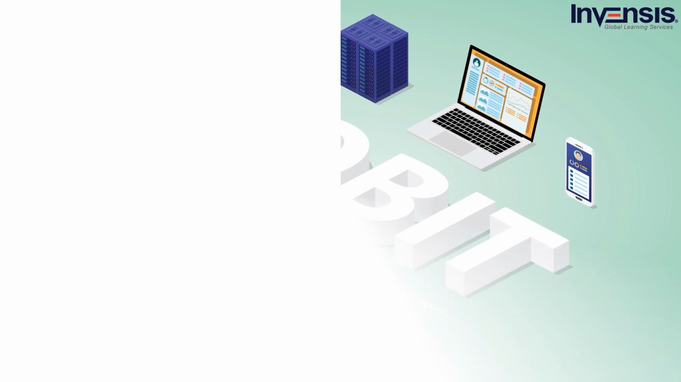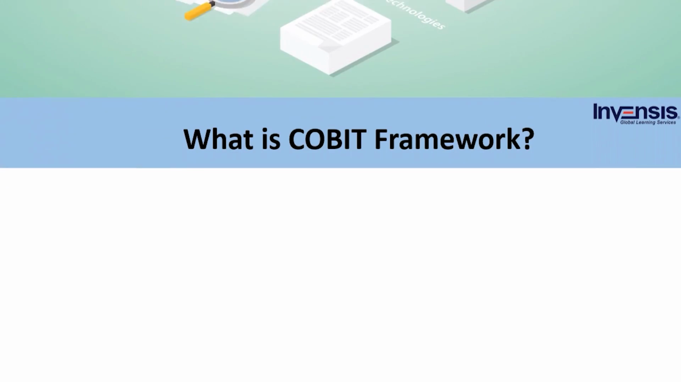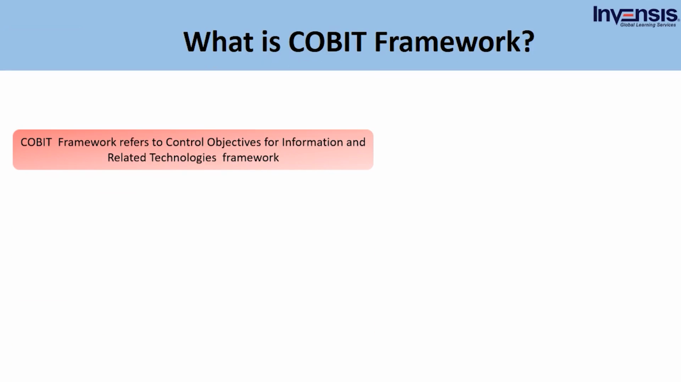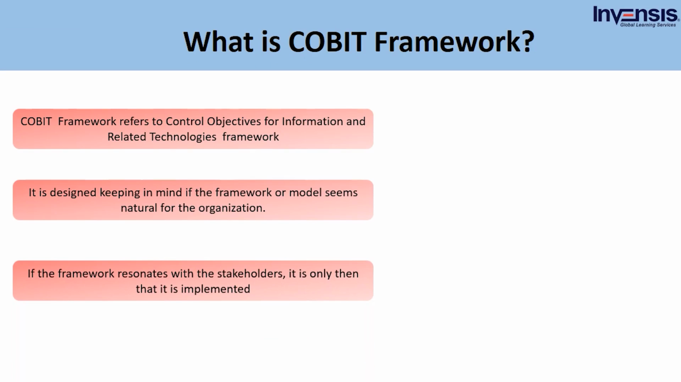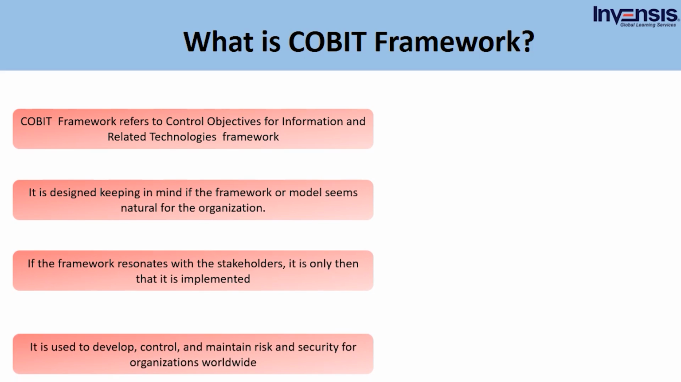Now that we have understood how a framework is implemented, we will now discuss what the COBIT framework is. The COBIT framework aligns IT strategy and business strategy, and creates a process that can help bridge a gap between IT and other departments. COBIT, when compared to other frameworks, emphasizes risk management, security, and information governance. COBIT refers to Control Objectives for Information and Related Technologies framework, developed by ISACA. It is designed keeping in mind whether the framework or model seems natural for the organization. If the framework resonates with the stakeholders, it is only then that it is implemented. It is used to develop, control, and maintain risk and security for organizations worldwide.